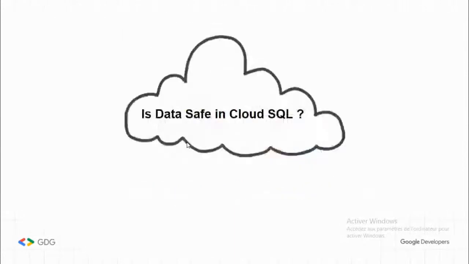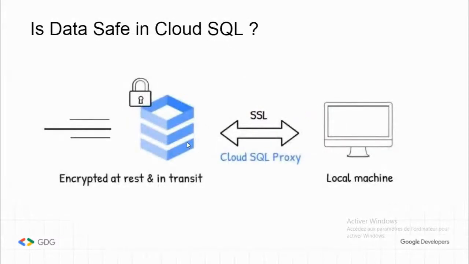Now let's see if data is safe in Google Cloud SQL. Well, just like anything else at Google Cloud, the data in Cloud SQL is encrypted at rest and in transit. External connection can be encrypted using SSL and Cloud SQL proxy, which is a tool to help you connect to your Cloud SQL instance from your local machine.